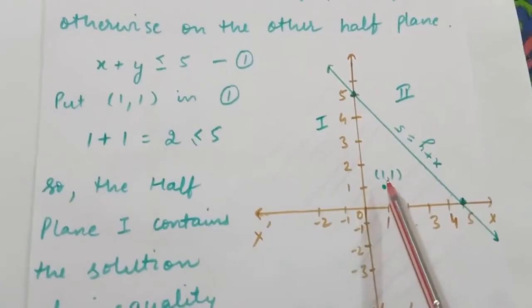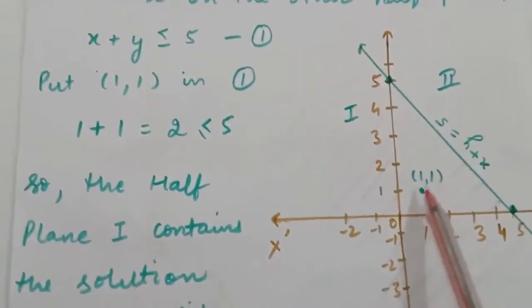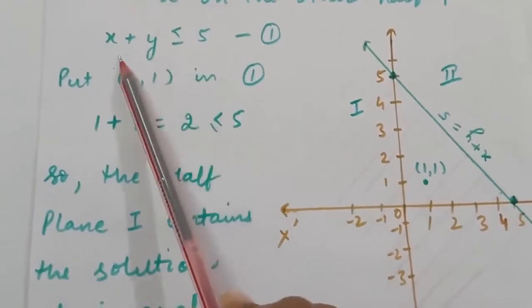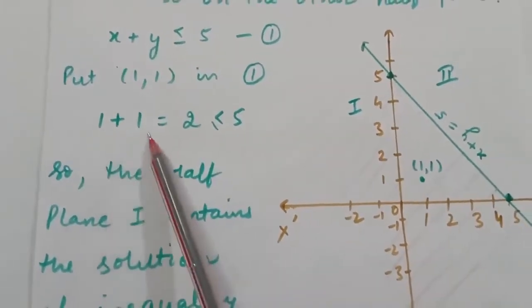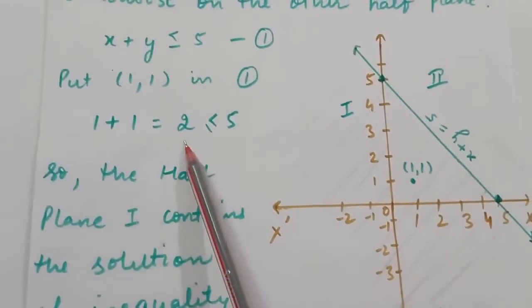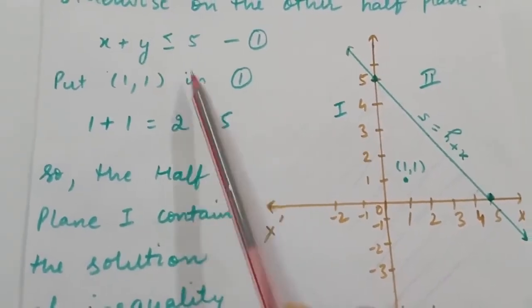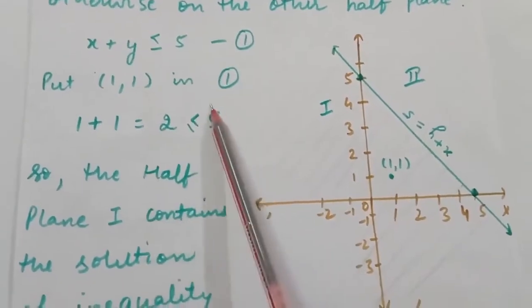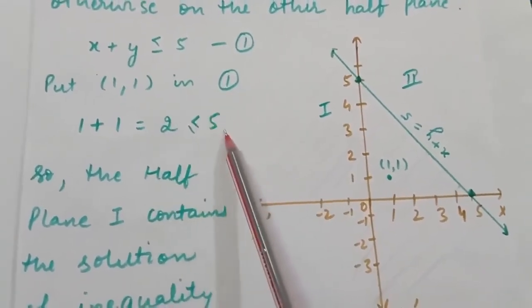So I have taken this point (1, 1). Now we will put this point in our given inequality. In place of x and y, put 1 and 1, which gives 2. 2 is less than or equal to 5. This is given. Now this is true because 2 is less than 5.